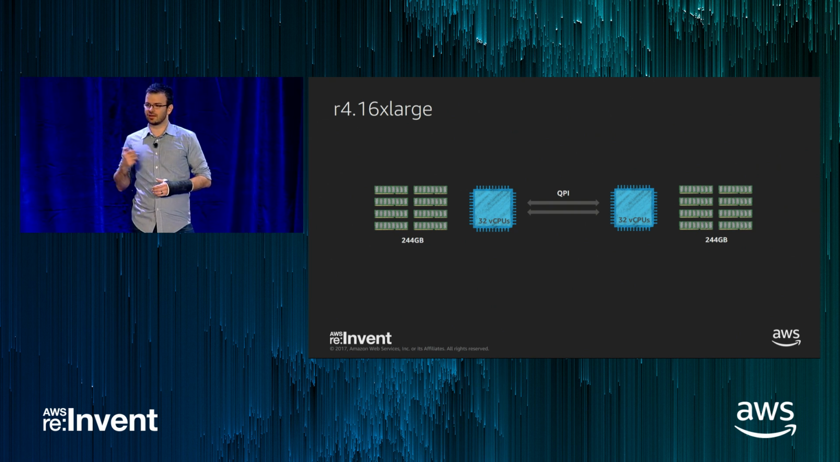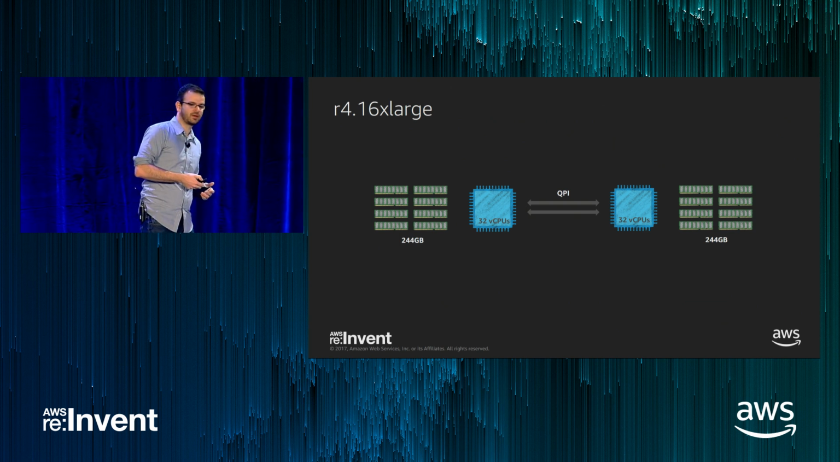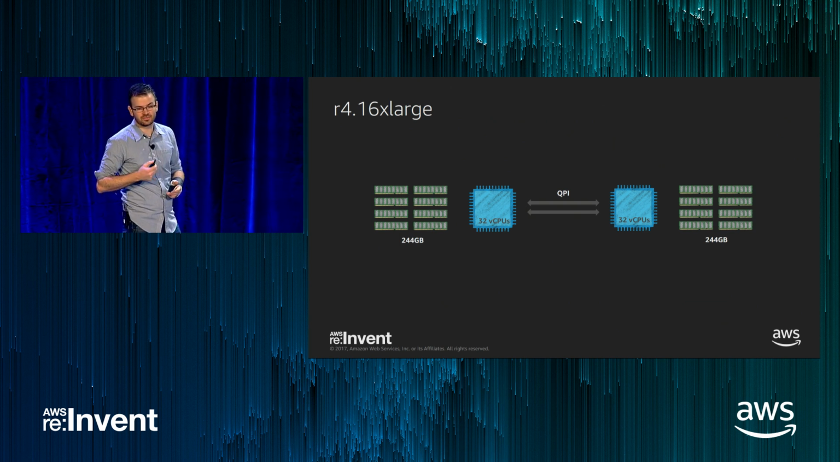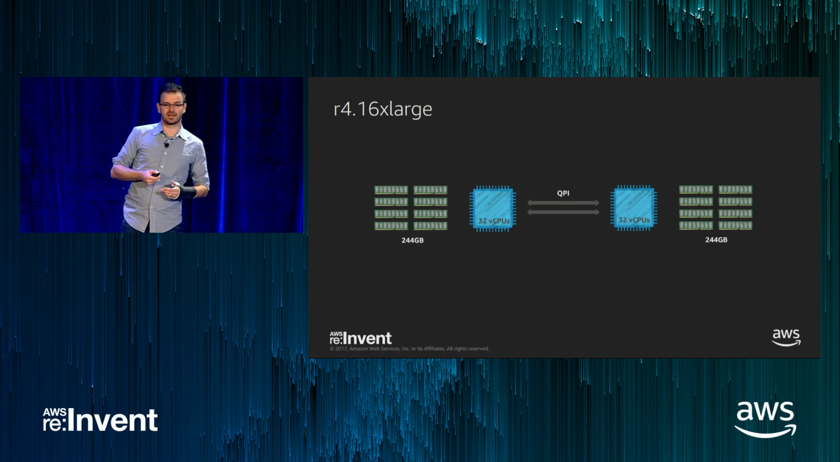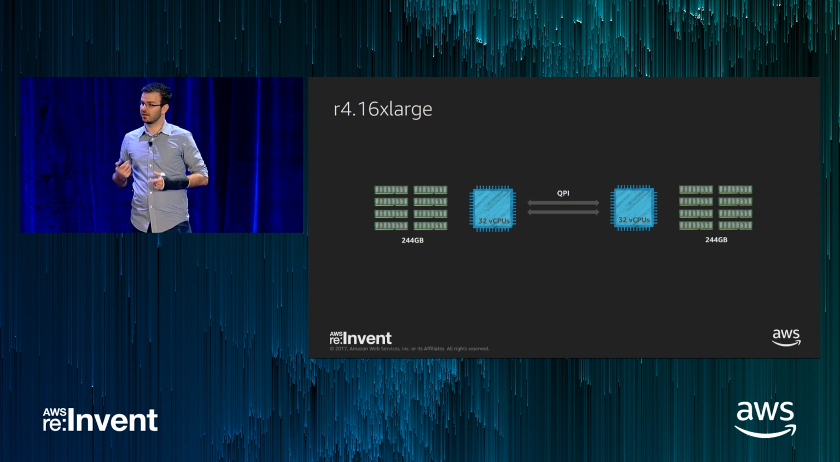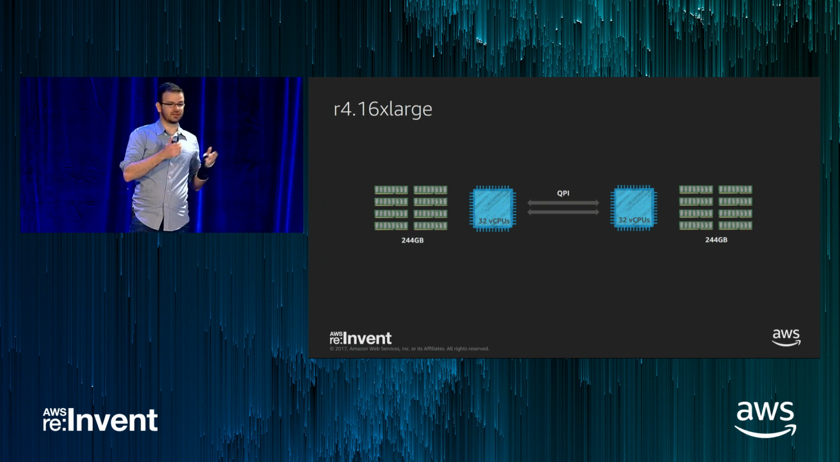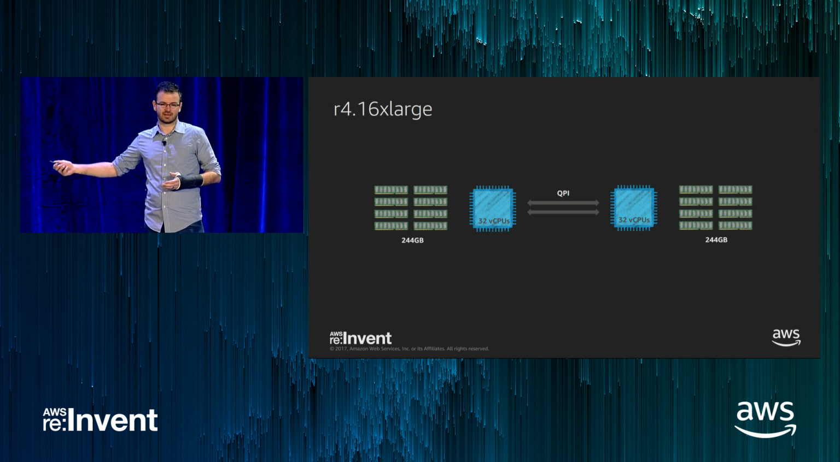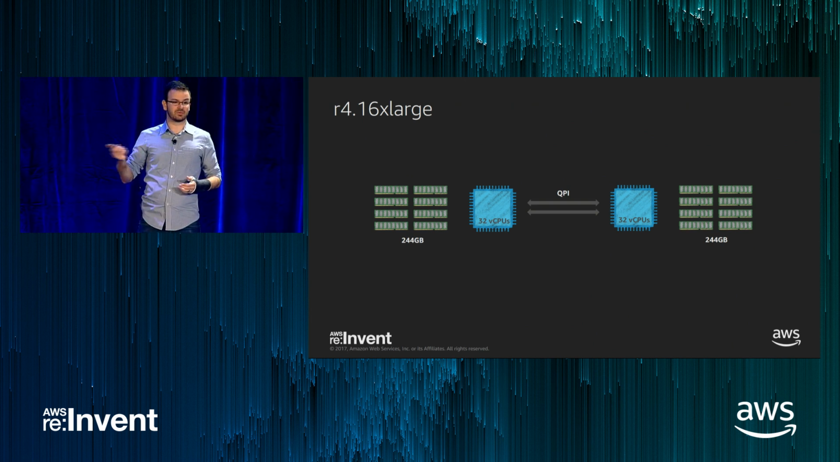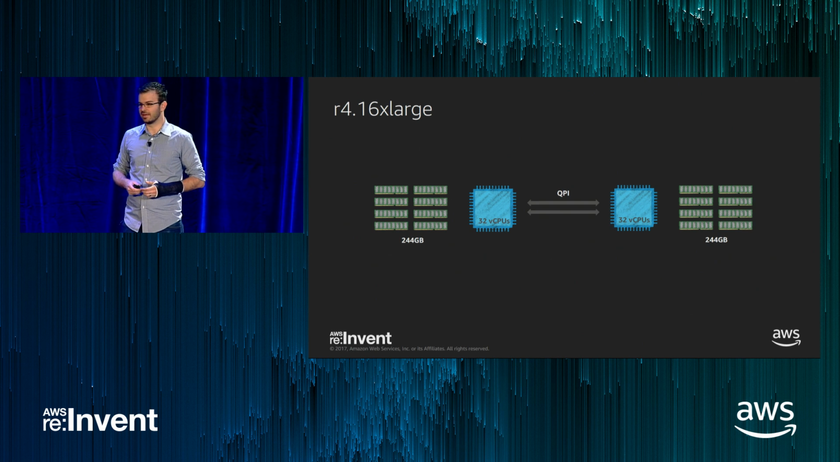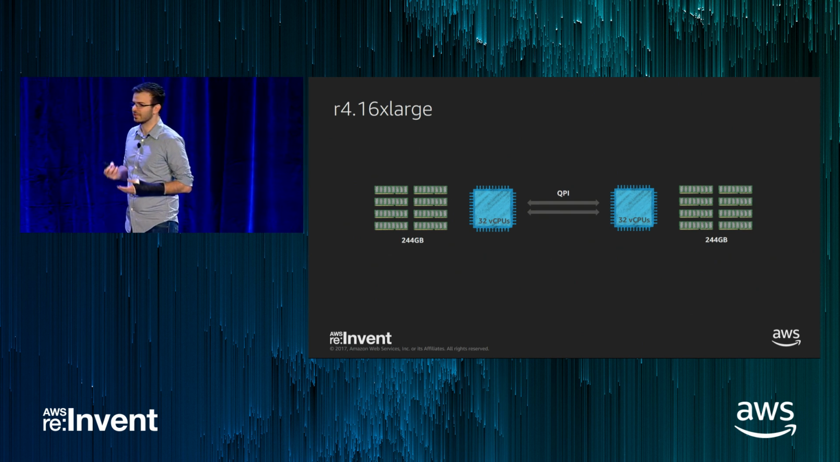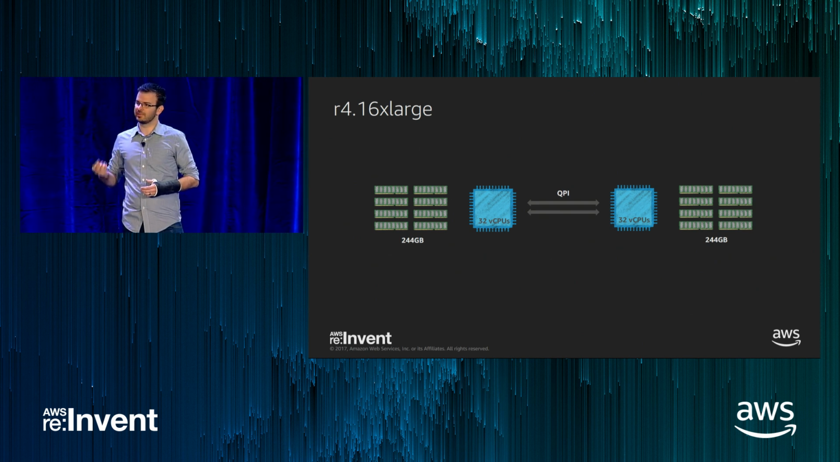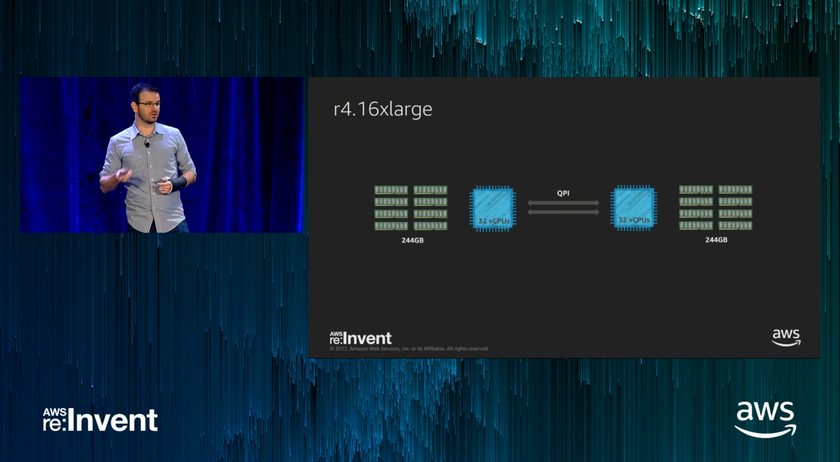Let's look at an R4 16xlarge as an example. This is a dual socket box. It has 244 gigabytes of RAM on each socket, and between the sockets are 2 different QPI links. Let's say you're an application on the left socket and you want to read memory from the socket on the right. Transferring that memory will happen over that QPI. While that's fast, measured in gigatransfers per second, it'll never be as fast as accessing memory that's local to that socket.